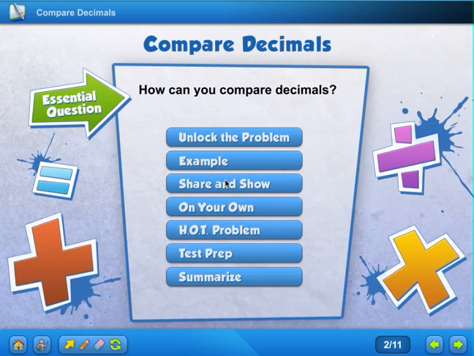Hi everyone, today we are on lesson 9.7 in your colored math books, and that's on page 369. We are going to compare decimals. The question says, how can you compare decimals? All right, let's get started.